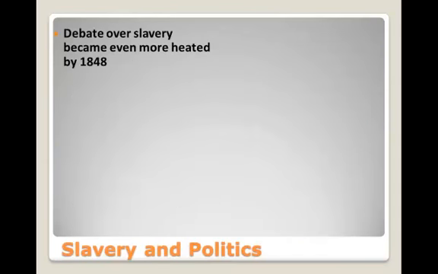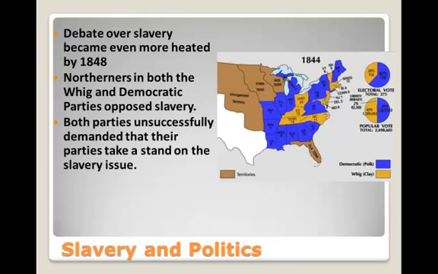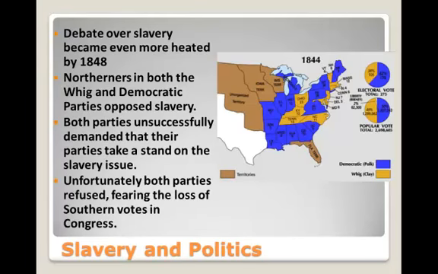Debate over slavery became even more heated by 1848. Northerners in both the Whig and the Democratic parties were opposed to slavery and trying desperately to get their parties to take a stand on the issue, but they wouldn't because they were afraid they were going to lose Southern votes on important issues if they voted against slavery.